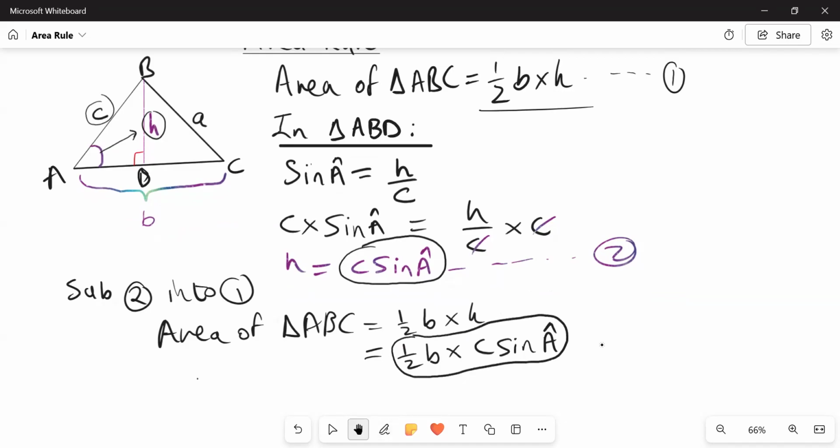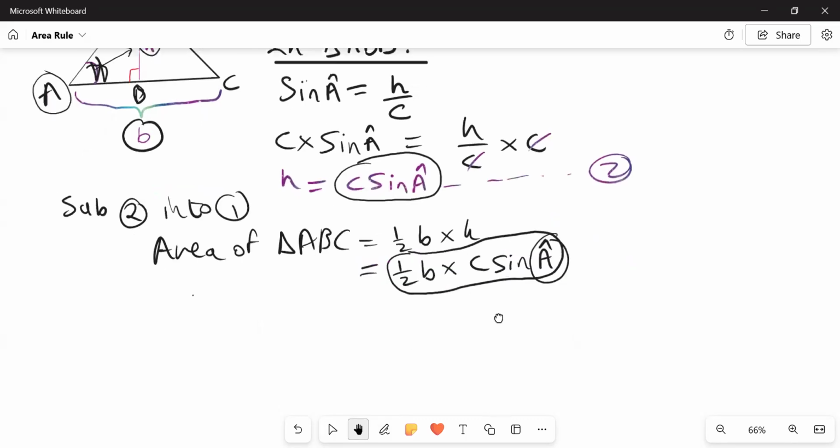Remember what did I say? I said if A is our included angle, then you need to have your A there, and the two remaining sides which make A an included angle. In this situation, C and B make A an included angle. Hence, now we're having half B times C sine A.